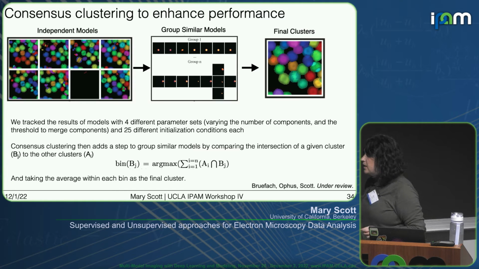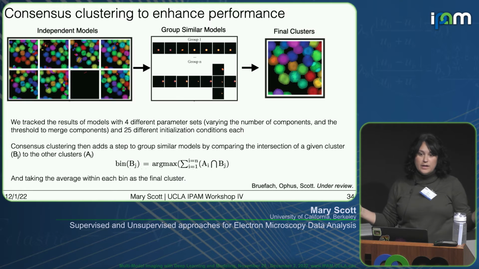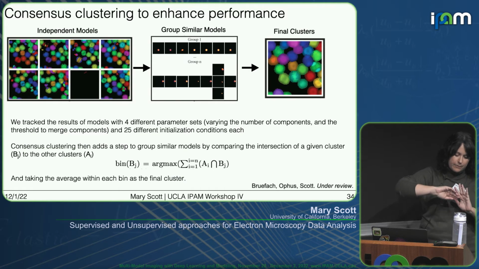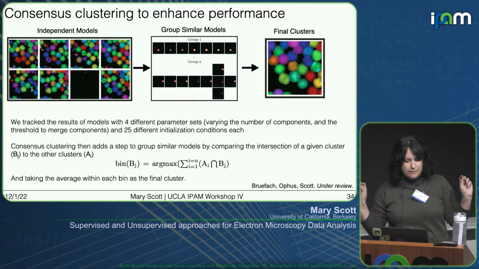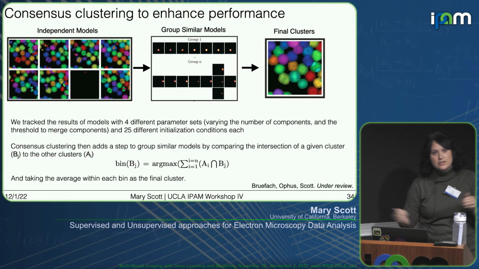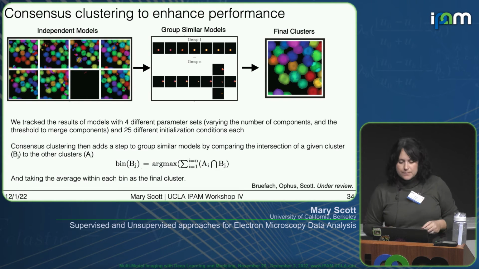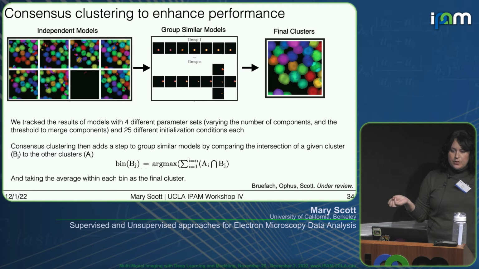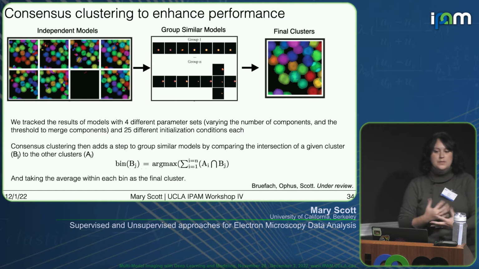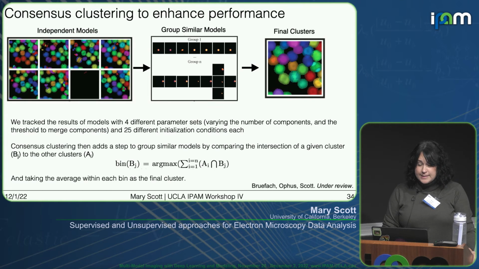And we grouped the similar models by basically looking at the intersection of clusters. First, we identify a foundational group of clusters. From one of these parameter sets and initialization conditions, there will be a model that comes up with the highest number of components, and we pick that. Then for each cluster under consideration, we compare its intersection with the foundational set. This is basically how we come up with our bins of what we will call similar models. To get our final cluster for each cluster under consideration, we just take the average of all the clusters that live in the same bin that have some sort of intersection. And if we don't find one, we leave it as its own cluster. So that's how our consensus clustering works.